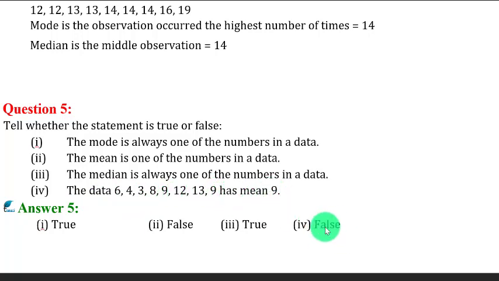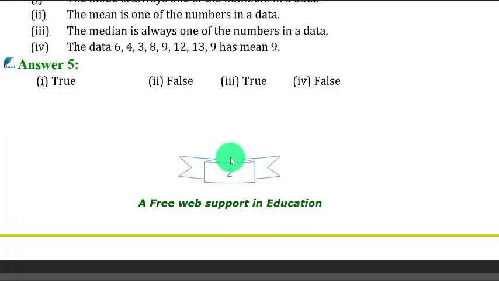And the fourth one, the data 6, 4, 3, 8, 9, 12, 13, 9 has mean 9. It is false, because here when we add this given data, the sum of the data is 64, and if you divide by 8, we get 8 here. 8 8s are 64. So we get 8, but here they said mean is 9. So it is false. Thank you, students.